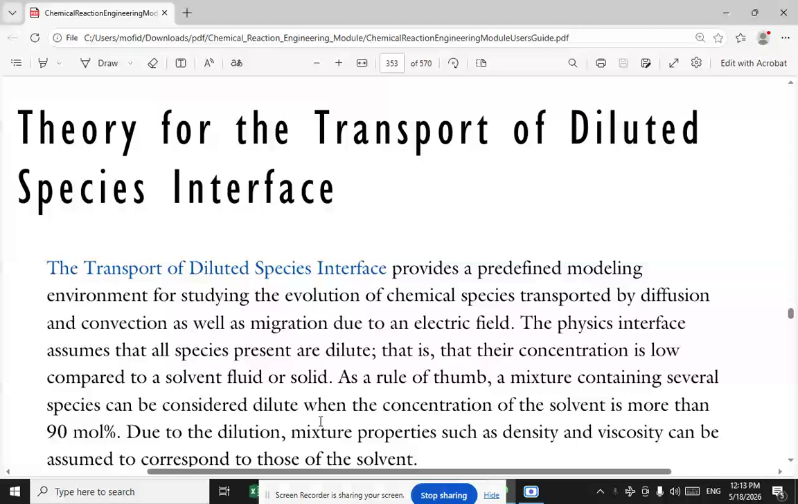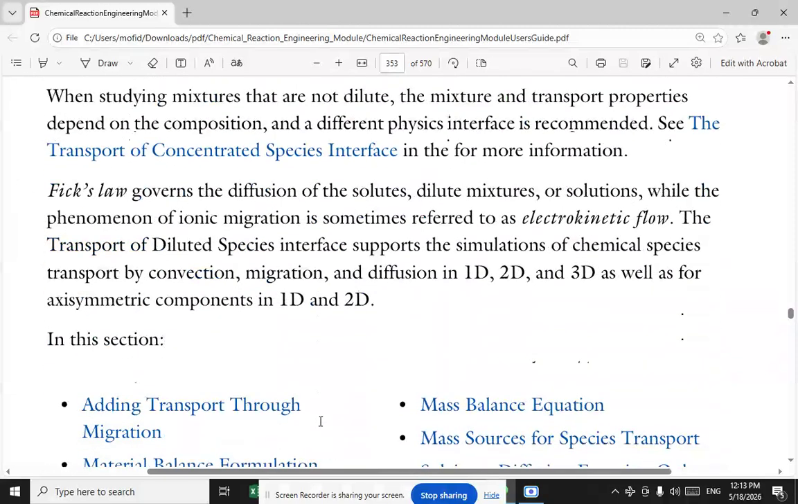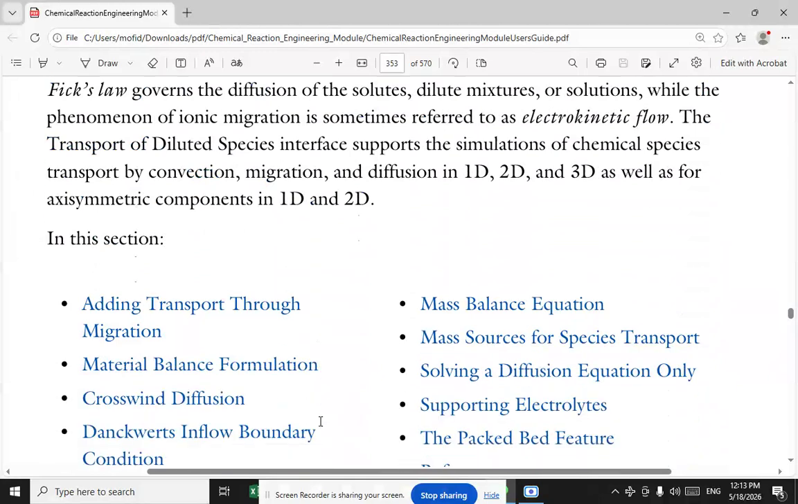Due to the dilution, mixture properties such as density and viscosity can be assumed to correspond to those of the solvent. When studying mixtures that are not dilute, the mixture and transport properties depend on the composition, and a different physics interface is recommended. See the Transport of Concentrated Species interface for more information. Fick's law governs the diffusion of the solutes in dilute mixtures or solutions, while the phenomenon of ionic migration is sometimes referred to as electrokinetic flow.